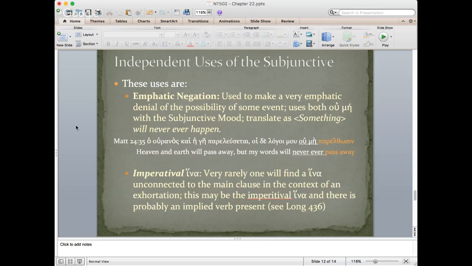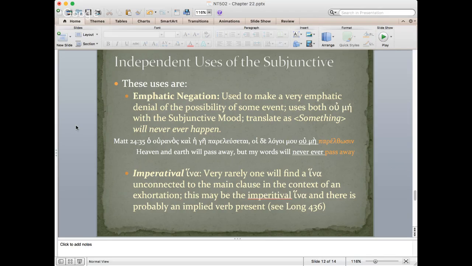Okay. Another one is the emphatic negation, the independent use of subjunctive. This is that never ever. The emphatic negation is used to make a very emphatic denial of the possibility of some event. So it's not just saying that this is not going to occur. It's saying that there's actually no possibility that this thing ever could occur. Often it's going to be something like God will never, ever let this happen. It's going to use both the oo and the may with the subjunctive, and you're going to translate it as something will never, ever happen.